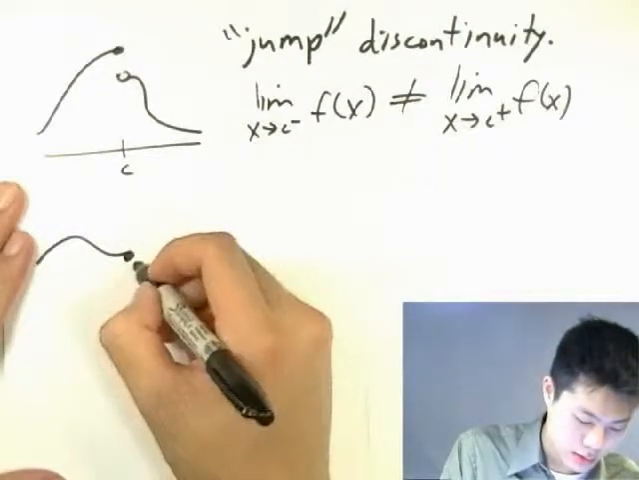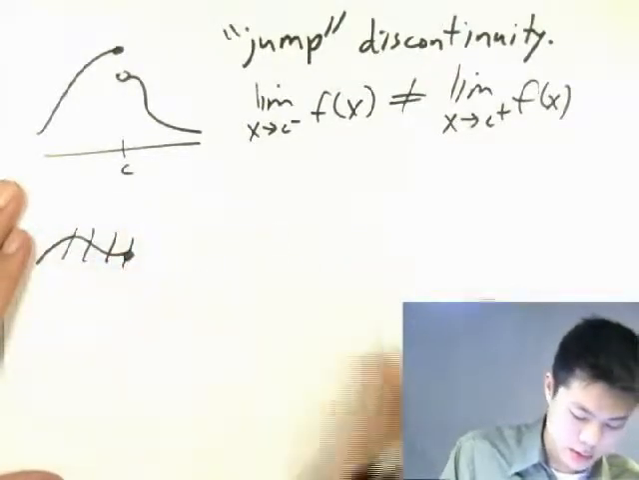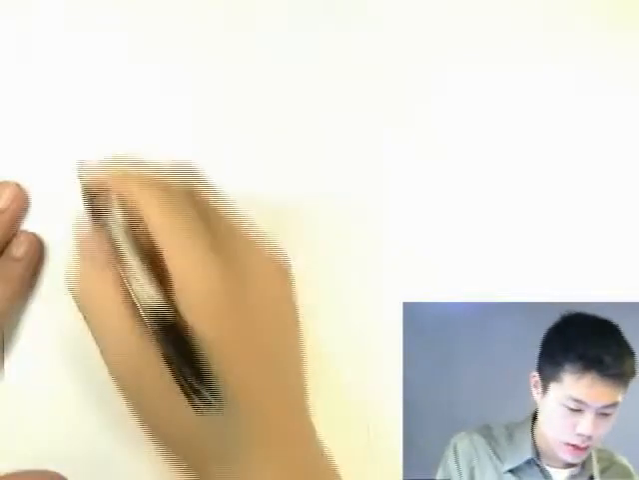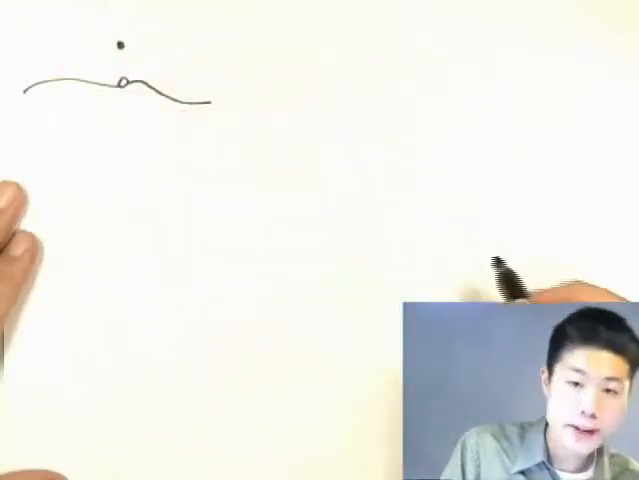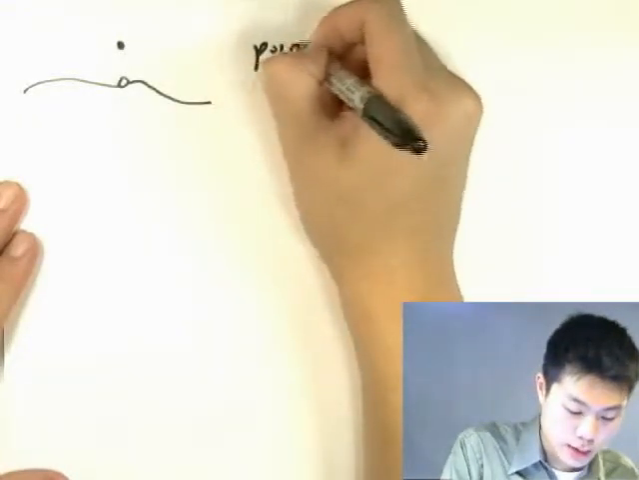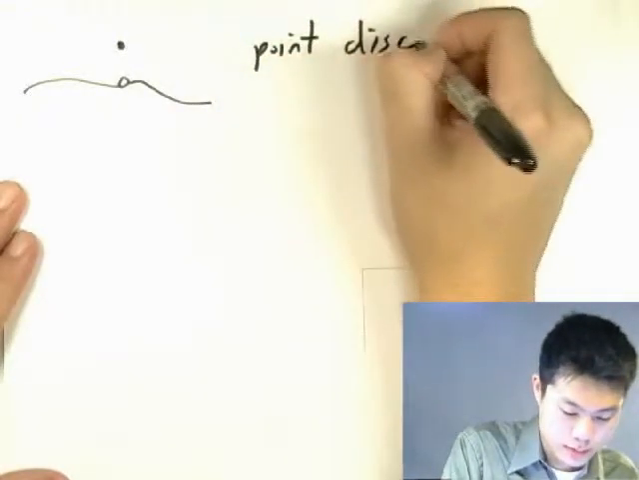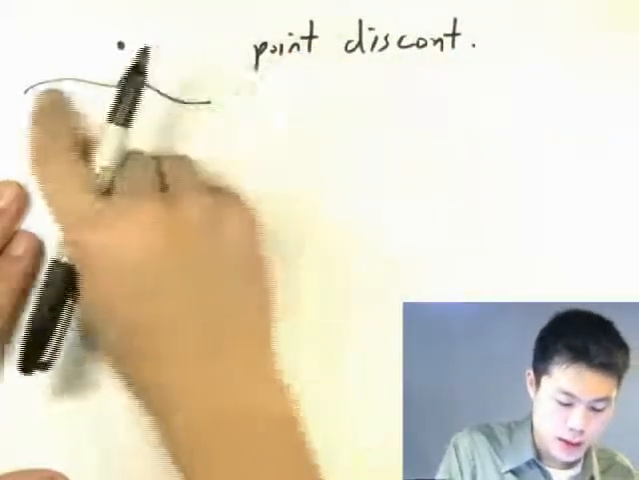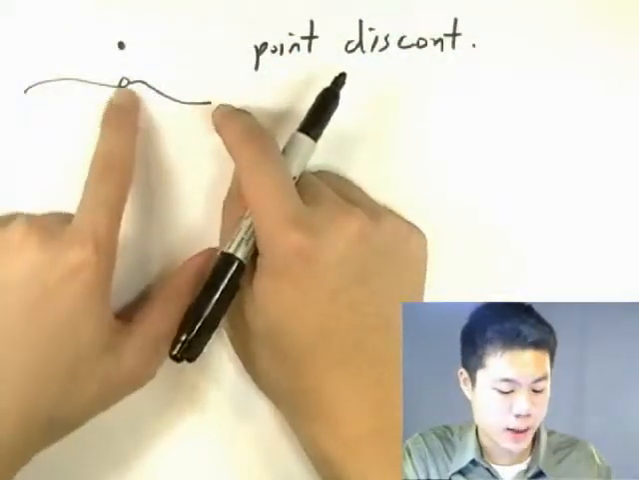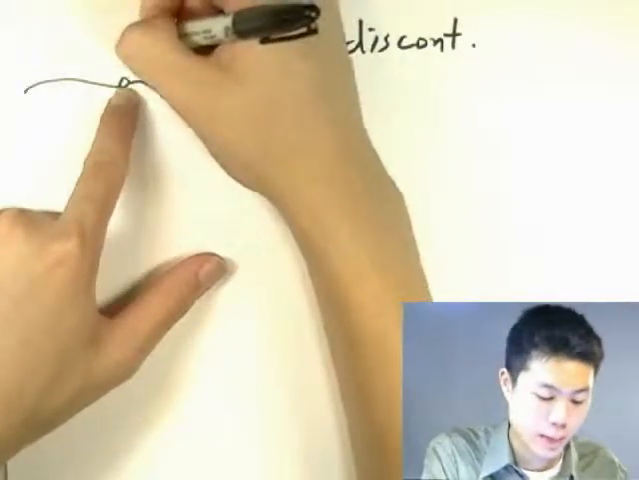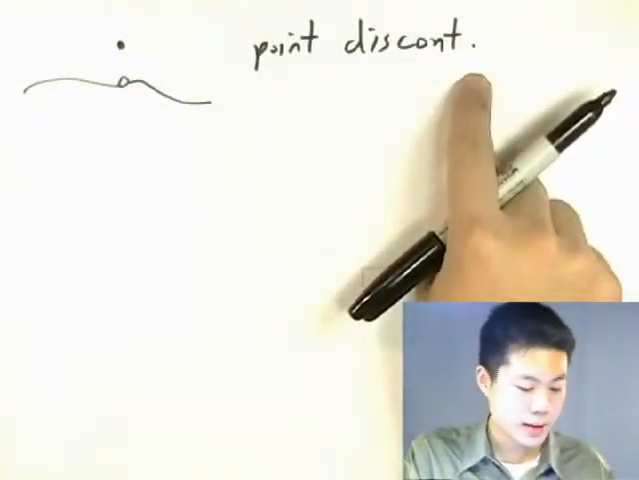Okay, so a second discontinuity is called a point discontinuity. Sorry. Let me get a new sheet of paper. Like that. And this is called a point discontinuity. And what happens here is that the function follows this line everywhere except at this point where it sort of jumps up. So this is called a point discontinuity.